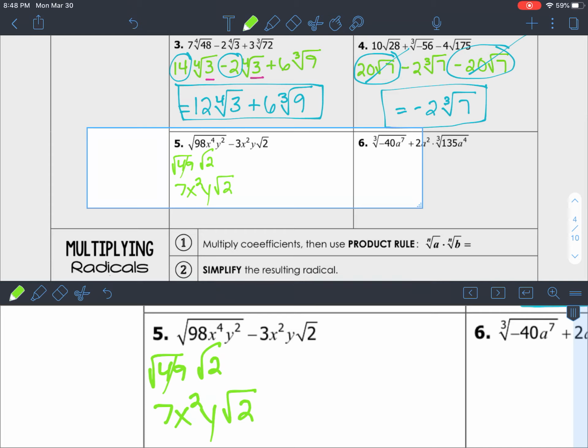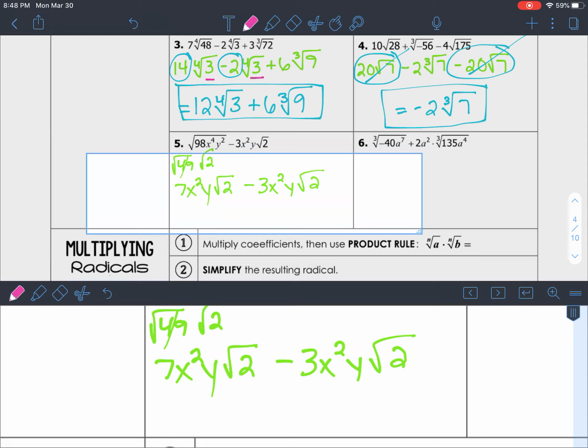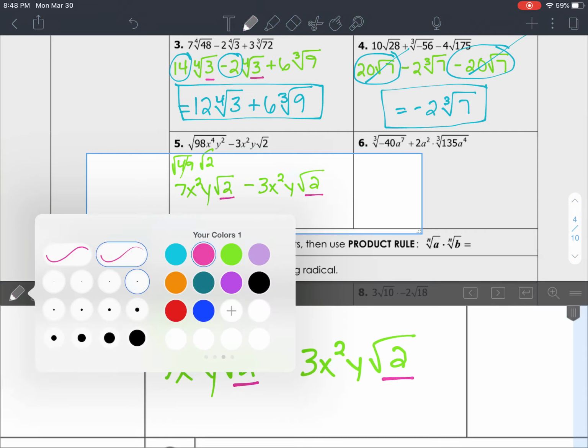If I look at my other term, what I'm subtracting, I can't simplify that at all. So nothing's going to happen. I'm just going to rewrite that. All right, then we're going to identify our index. Our index here is 2, and our radicand is 2. So we have both square roots, and both of our numbers underneath that symbol are 2.